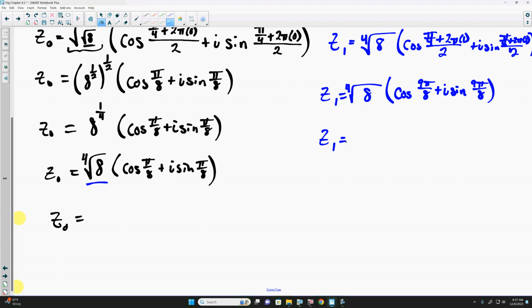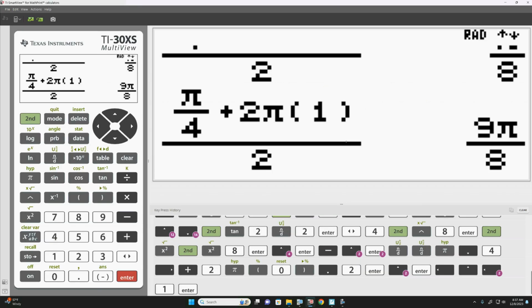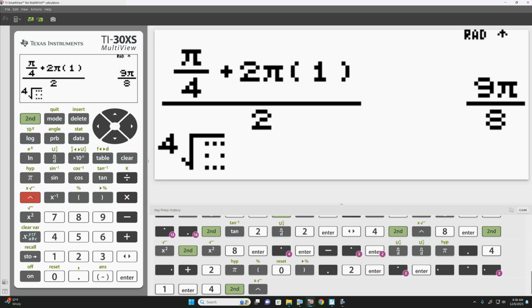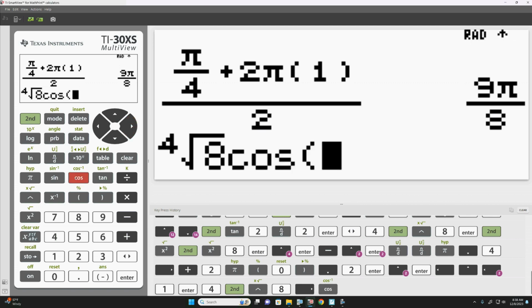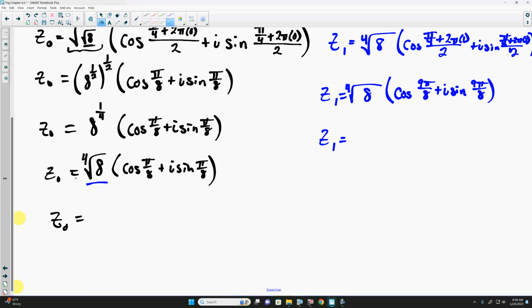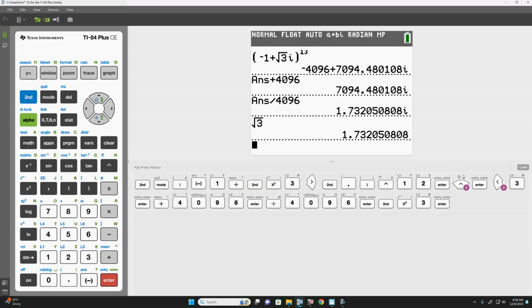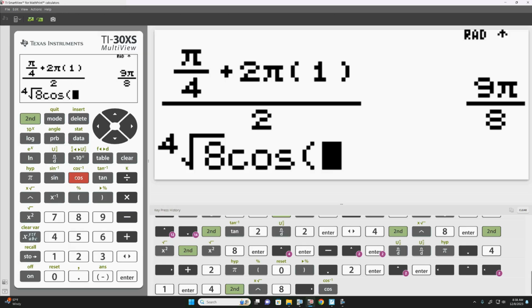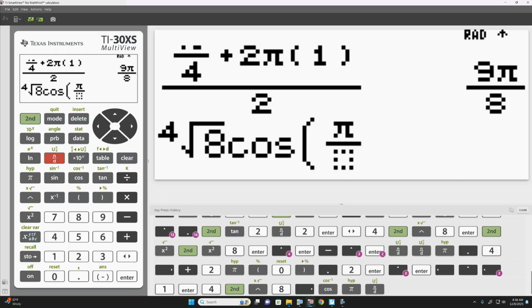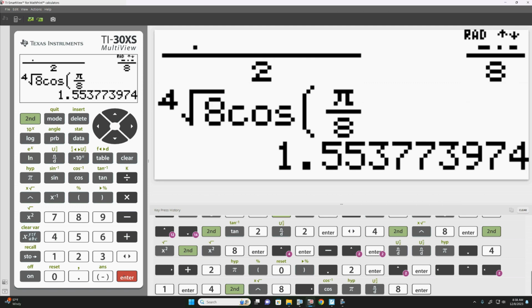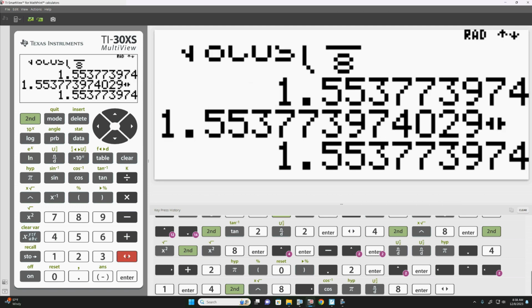Now, if we want to see what this looks like multiplied together, 4th root of 8, cosine of, let's look at z of 0 first, pi over 8. Pi over 8 is this here. We can't convert it to a decimal or to a fraction. It is just a decimal, 1.55377. We'll go out for 1.5538.